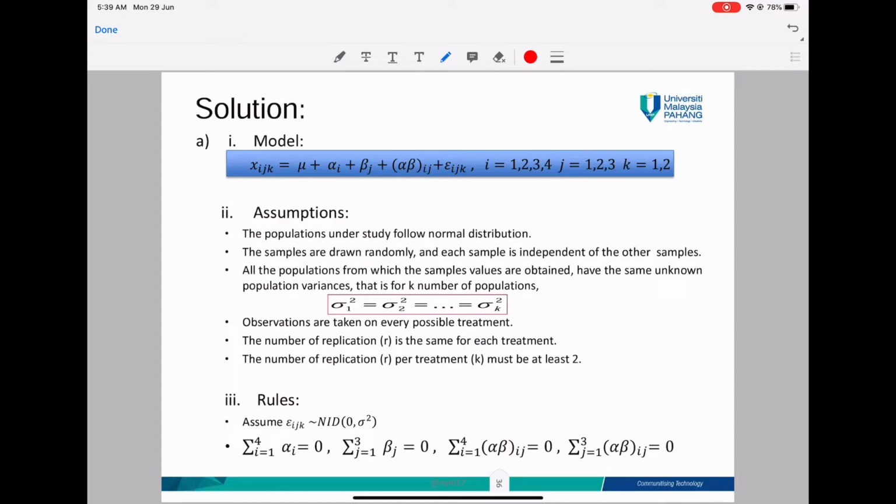You can answer the question for A by looking at the notes in your module. The general model is mu plus alpha i plus beta j plus alpha beta ij plus epsilon ijk. And then please state all the 6 assumptions for the two-way ANOVA model. And then we have 2 rules for these questions.